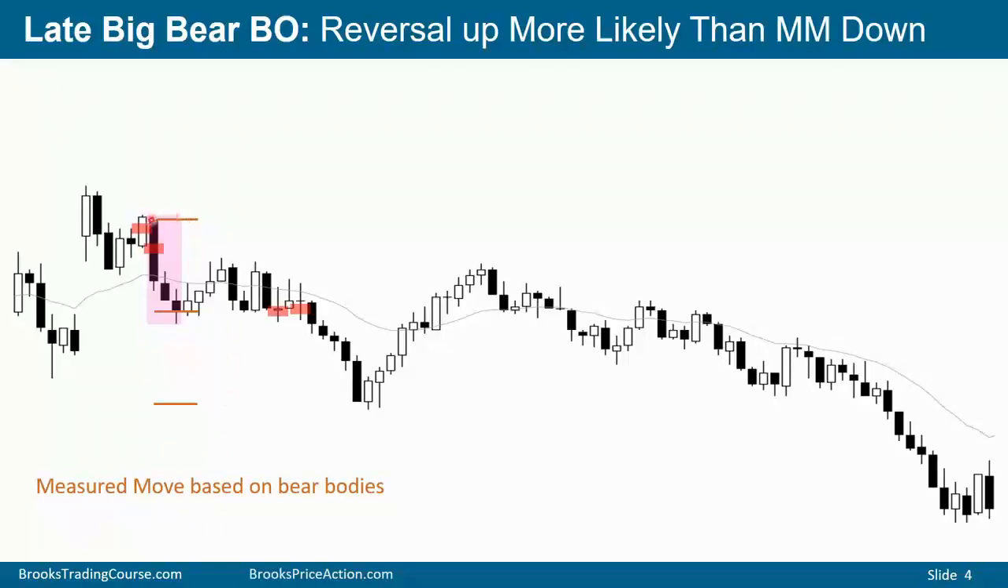We have a bear breakout with 3 consecutive bear bars. The breakout probably will lead to a measured move down. The strongest part of the breakout is the open of this bar to the close of that bar. It might lead to a measured move down from the close of this bar, which takes us down here. And that is a reasonable location for the bears to take at least partial profits.